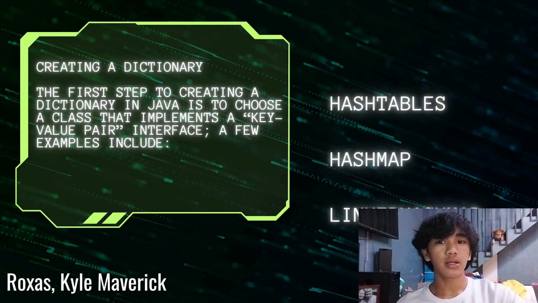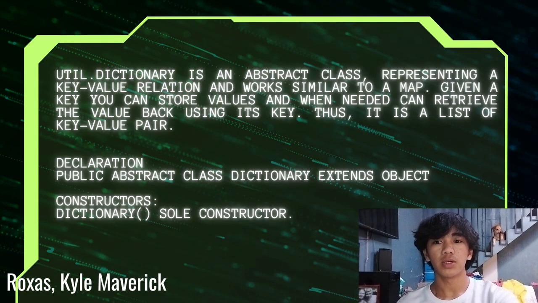Creating a dictionary. The first step to creating a dictionary in Java is to choose a class that implements a key-value pair interface. A few examples include Hashtable, HashMap, and LinkedHashMap. We'll be using HashMap as an example because it is more efficient and preferred as of today. Moving on, util Dictionary is an abstract class representing a key-value relation and works similar to a map.